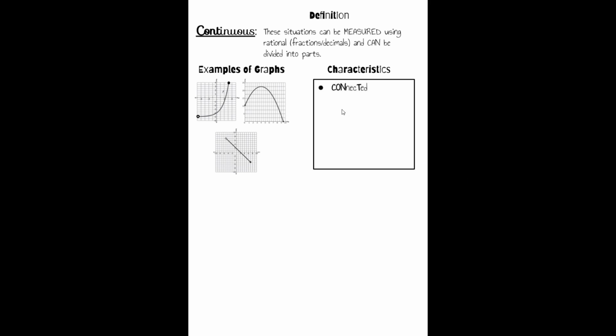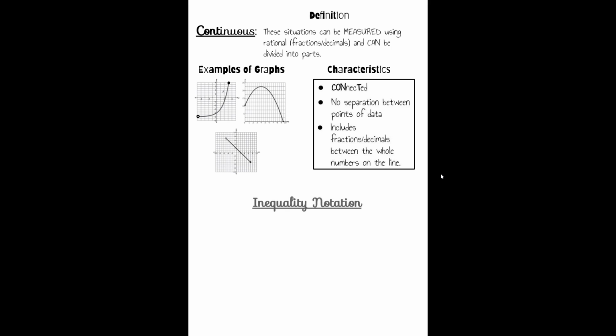So some characteristics. Remember, continuous means connected. That's why I have C-O-N-T bolded here so that you remember continuous, connected, cursive. There's no separation between any of the points of data. So you see here, there's a point of data here and here, and it's connected with a line. And we include fractions and decimals between the whole numbers on the line.